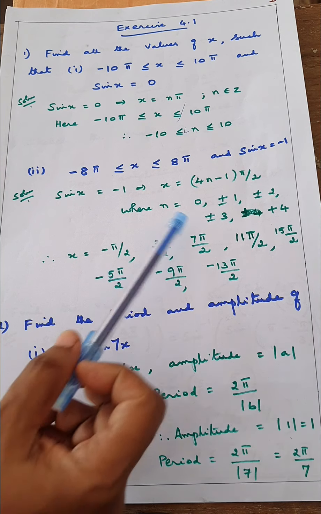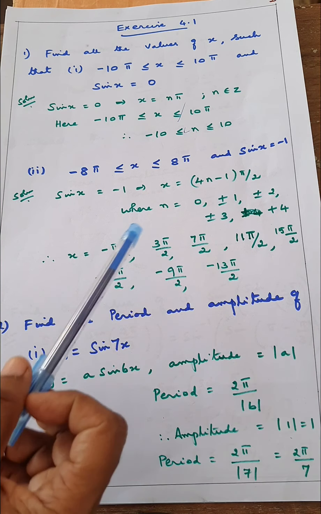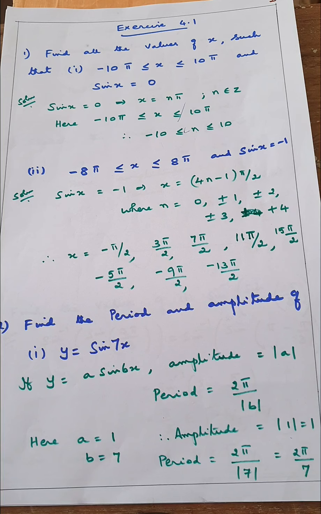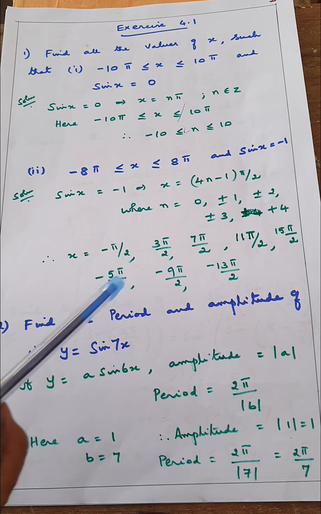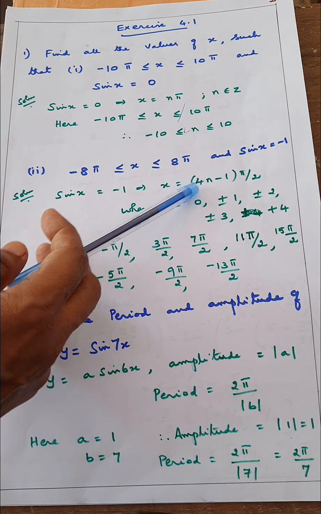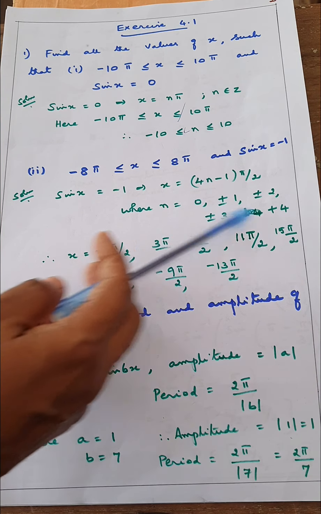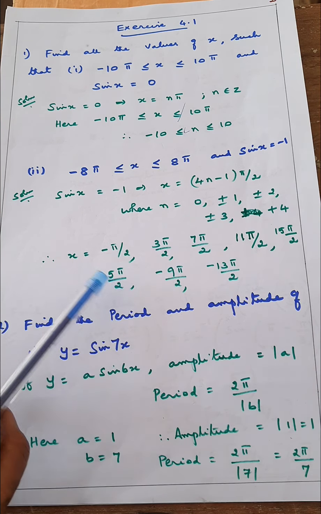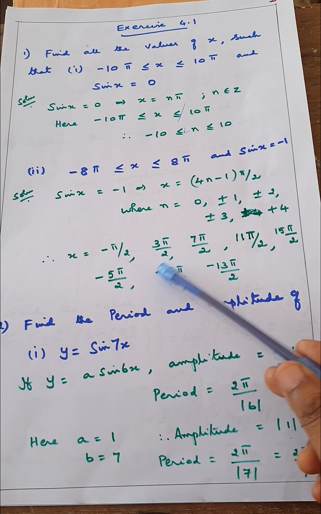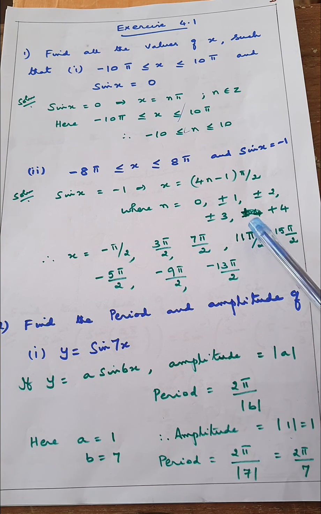So when you substitute these values, you get x is equal to minus pi by 2 when n is equal to 0. When n is equal to 1, you have 4 into 1, 4 minus 1 which is 3. So 3 pi by 2. Similarly for all other values of n, we get x values to be minus pi by 2, 3 pi by 2, 7 pi by 2. When you substitute these values, you get these. x is equal to 11 pi by 2 and then x is equal to 15 pi by 2.